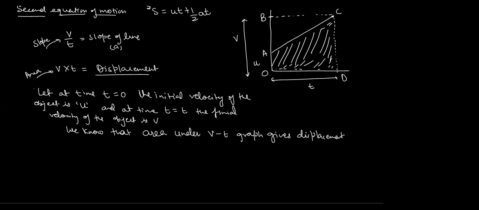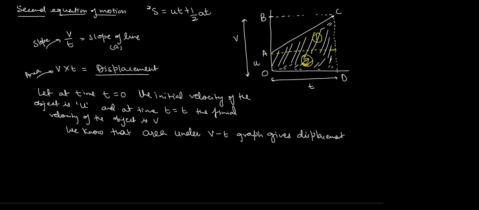Actually, you can find out the area of the trapezium. This is the trapezium, OACD is the trapezium. But in this case, you have to divide this area into two parts. One is the triangle. Let me take different colors. One is the area of this triangle, and another one is the area of this rectangle. So this is the first area and this is the second area.